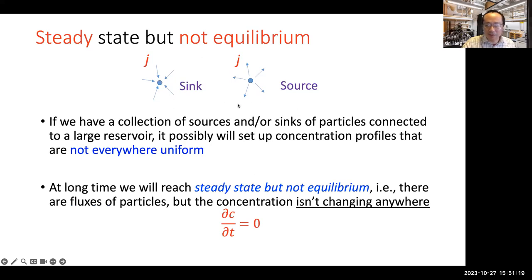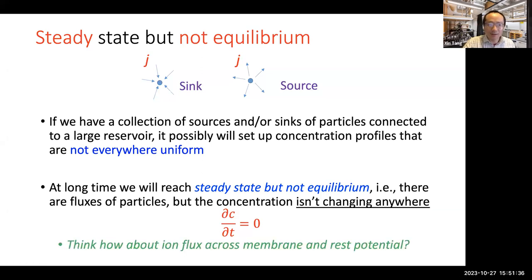In this case, if they are not changing with time, that means for the left-hand side of the equation, partial c partial t equals zero. This term equals zero. Okay. In this particular steady state case, yeah, here you can think about what the ion flux across the membrane is, and how that changes the rest potential. You can think about that.